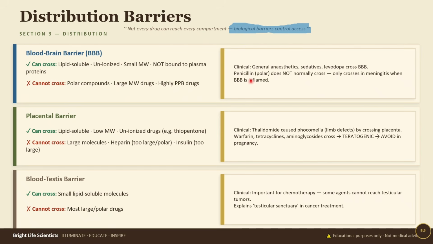For the placental barrier, it is less selective than the blood-brain barrier. Lipid-soluble, low-molecular-weight, and unionized drugs cross freely. Thalidomide crossed the placenta and caused limb defects in thousands of babies. Warfarin, tetracyclines, and aminoglycosides are teratogenic, so they must be avoided in pregnancy. Then we have heparin. It is large, polar, and it cannot cross. Hence, heparin is preferred in pregnancy.